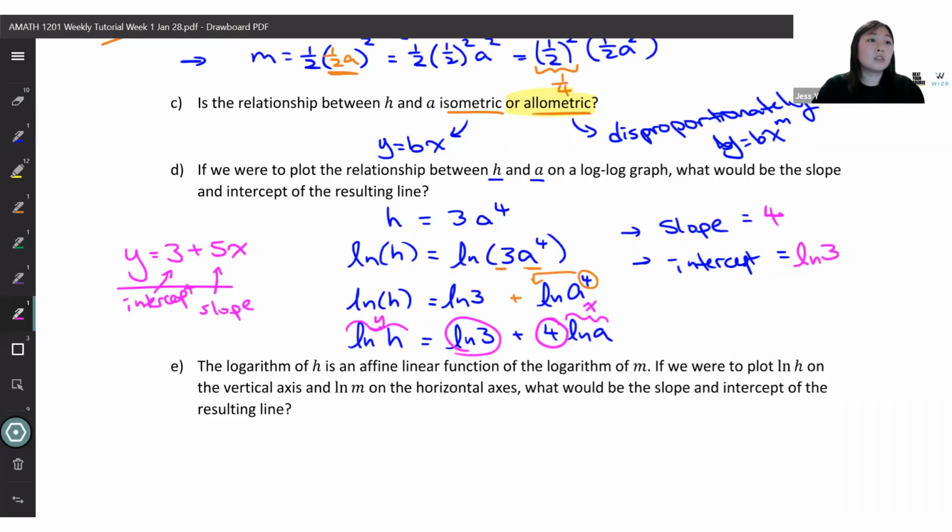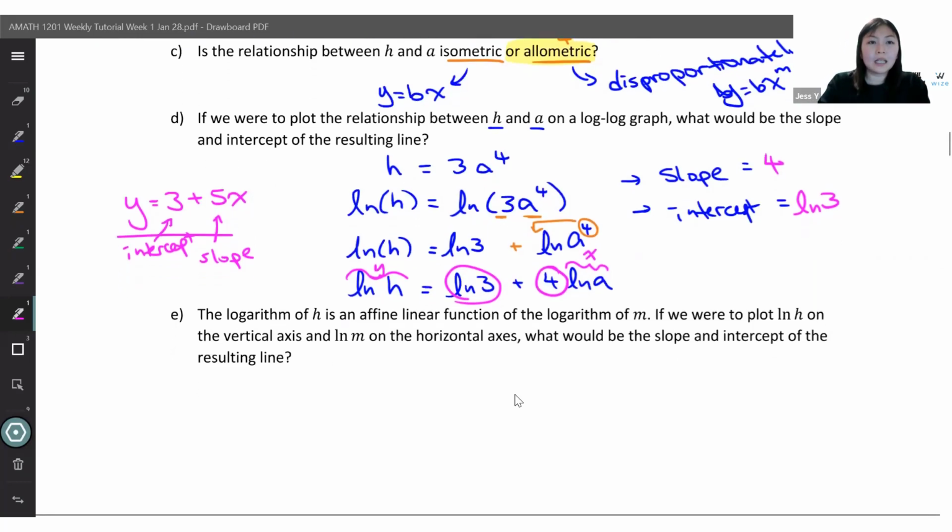A common mistake I've seen students make, looking at past exams, is with the intercept. Some students say the intercept is 3. The intercept is ln 3. Don't let that confuse you. The whole ln 3 is a number, okay?